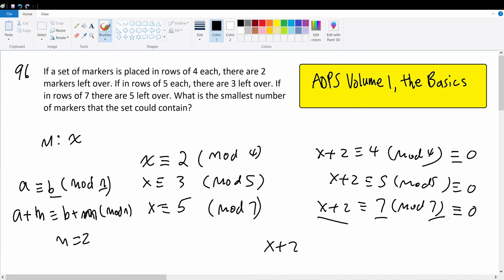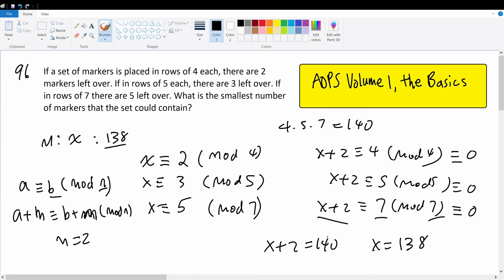So to find the smallest number of markers, we just need to find the least common multiple of 4, 5, and 7. Well, since 4, 5, and 7 do not contain any like factors, then we just multiply them up and we'll get the least common multiple. This becomes 140. Hence, x plus 2 is equal to 140. X is equal to 138. So the smallest number of markers that the set could contain is 138 markers.